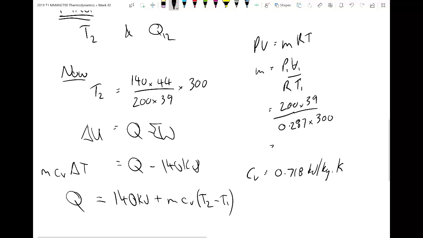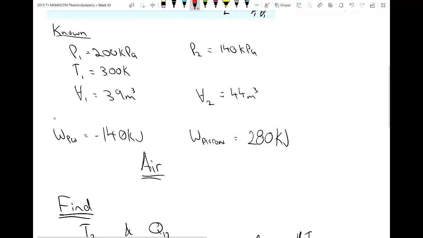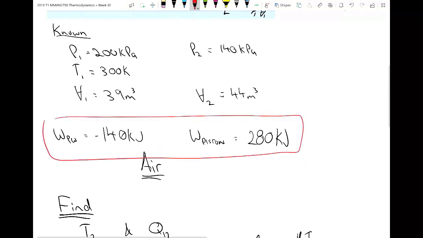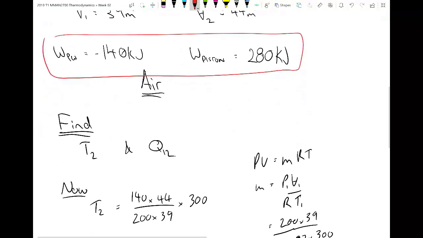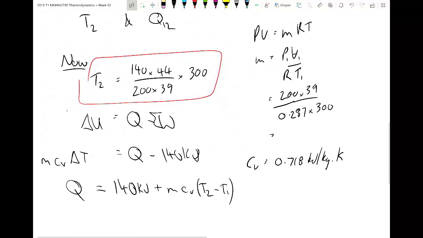So places that you could get trapped on this question is the sense of the work, knowing whether it's into or out of the system, positive or negative work. And the two tricks are the combined gas law and the first law for closed systems.